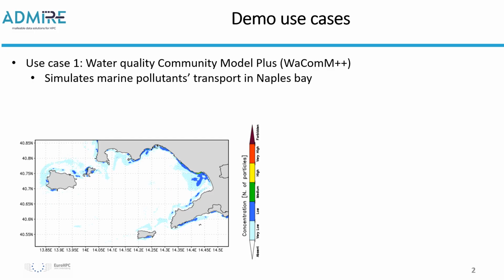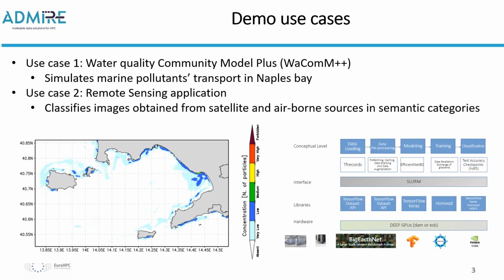In this demo, two use cases are going to be executed in the same platform. Use case 1 is Wacom++, a model that simulates the transport of marine pollutants. Use case 2 is a remote sensing application that classifies images obtained from satellite and airborne sources in semantic categories.